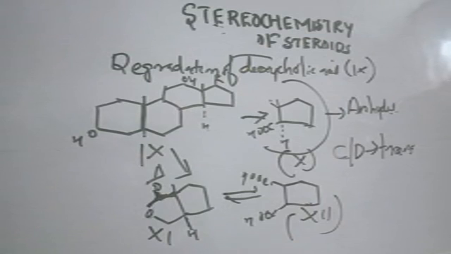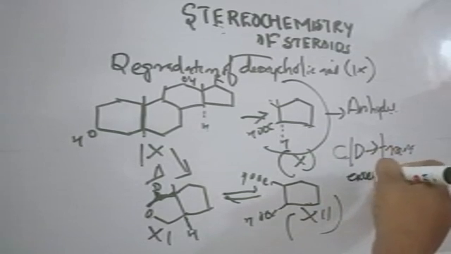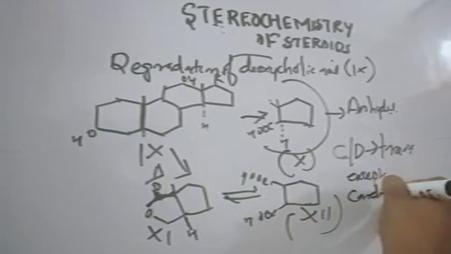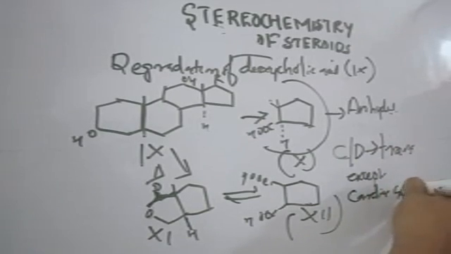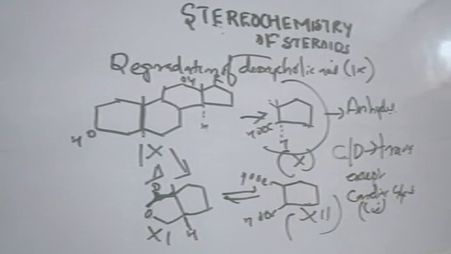This trans C by D fusion occurs in most steroids except in the case of cardiac glycosides, where the configuration is cis. So in most naturally occurring steroids the configuration is trans, but only in cardiac glycosides is it cis. That's the evidence for the C by D ring fusion with respect to the B by C ring fusion.